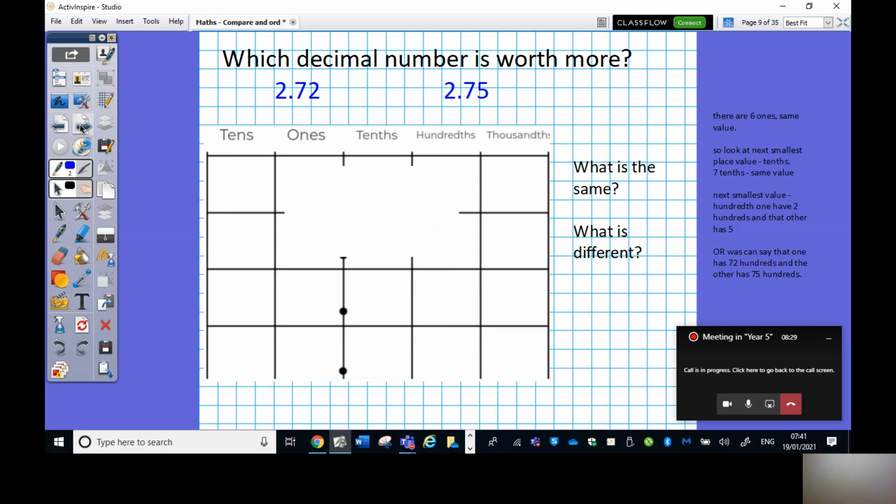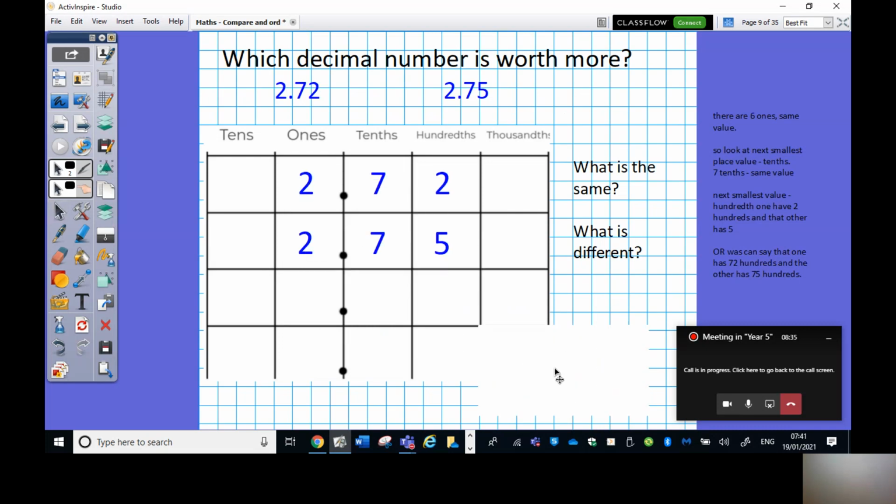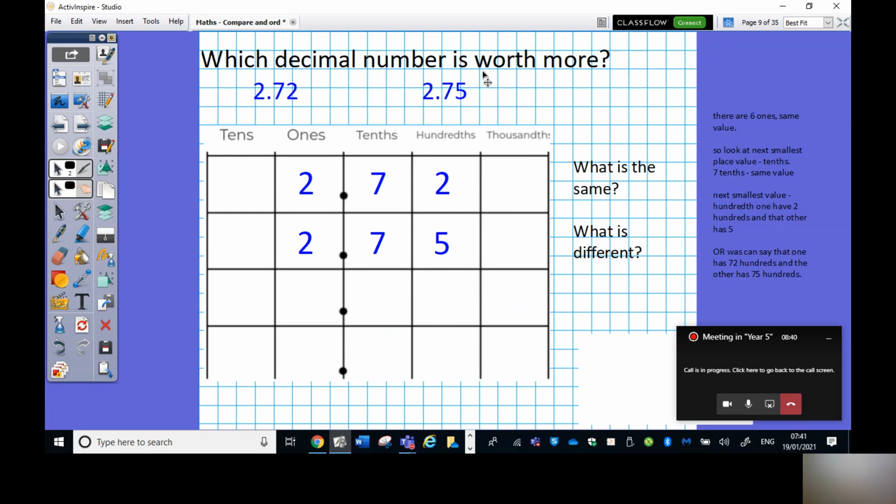Next, which decimal number is worth more? So again, I'm going to write out my numbers, and it's which one is worth more. Oh gosh, sorry. So which one has the greatest value? Again, I'm looking at what's the same. I can see my ones. They both have 2 ones, so that's the same. I'm moving on to my next column now, which is the tenths. I'm looking at those digits, 7 and 7. That's the same as well.